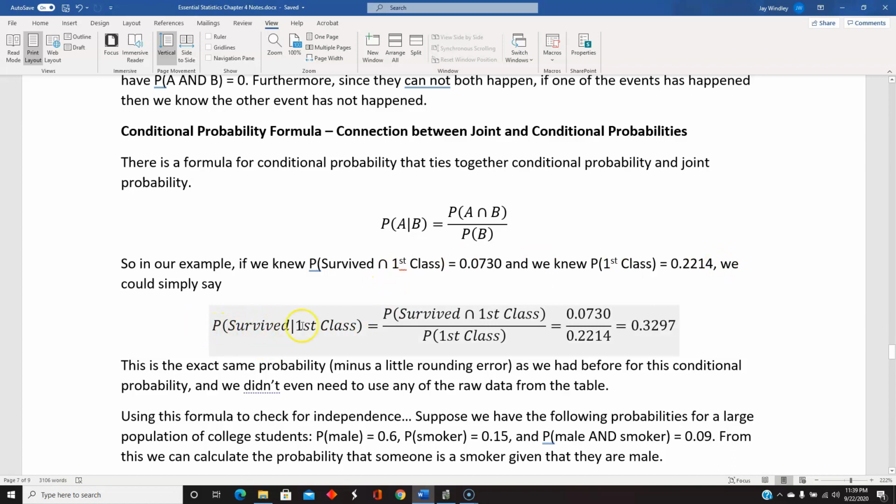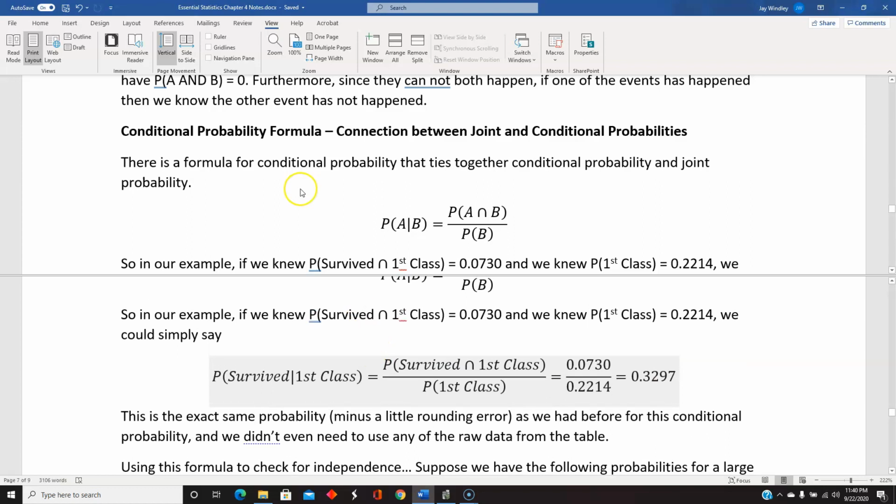The probability that someone survived, given that they're in first class, this is the A, this is the B, is the probability that they survived and they're in first class, that's the A and the B, divided by the probability that they're in first class, which is the B. So notice what comes after the vertical bar is the event whose probability goes in the denominator. If you put the probability of survived and first class in the numerator and the probability of first class in the denominator, divide those two, and you get this, which is exactly the same.